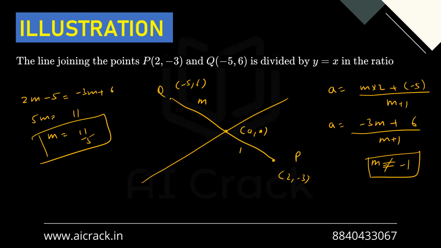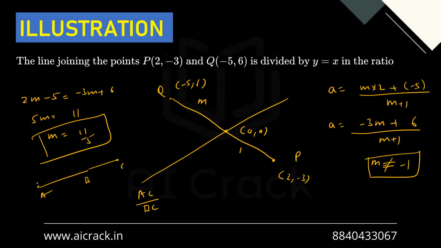So this is the ratio. Now let's say if I take m equals to minus 1, I might think that it might be possible to have an external division in this case. Then what happens? If I look at the concept, this was A, this was B, and this was the point C. So AC divided by BC can never be minus 1, right?